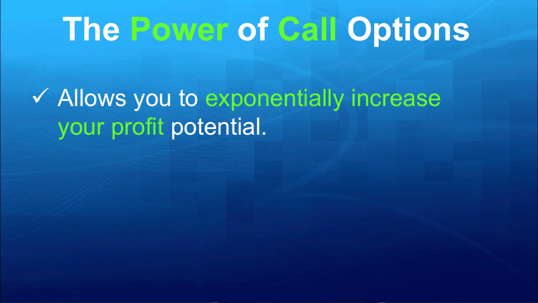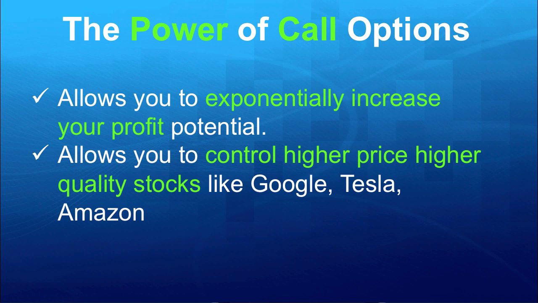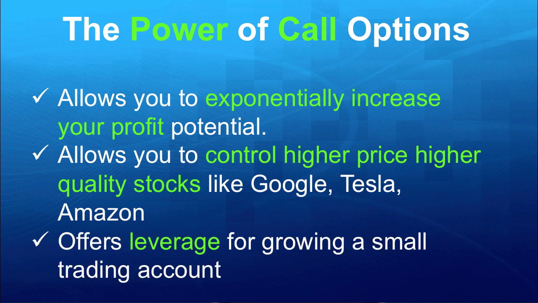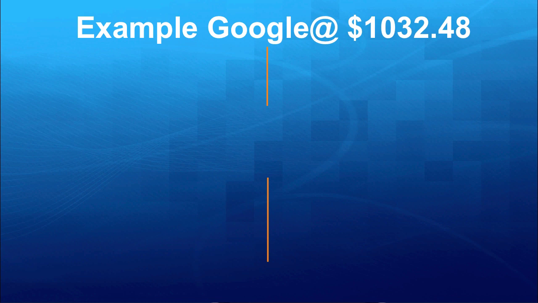So when you think about the power of call options, again, it allows you to exponentially increase your profit. Hopefully you just saw that. That was just simple math. It allows you to control higher-priced, high-quality stocks like Google, Tesla, Amazon. And then it offers leverage for growing a small trading account. I just showed you how you could take a fraction. You don't have to have $103,000. You can have roughly $5,000 and get into the same trade as somebody with $103,000. It's all about reading the chart and then determining the best times to buy and sell.